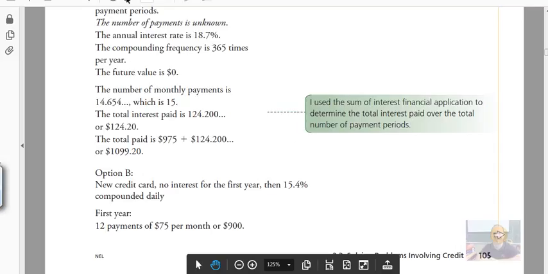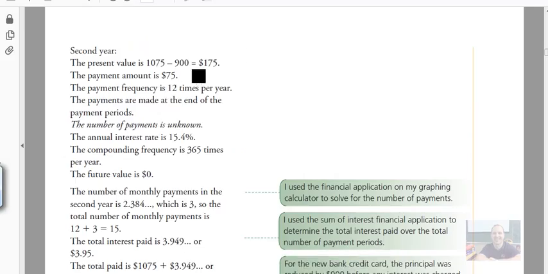Right? Okay? So there was no interest to be had there. It's 75 times 12, 900 bucks. That goes directly to the principal. Now, this is what's left over. See, at the start of the second year, you have $175 left over. There's going to be interest on that now.